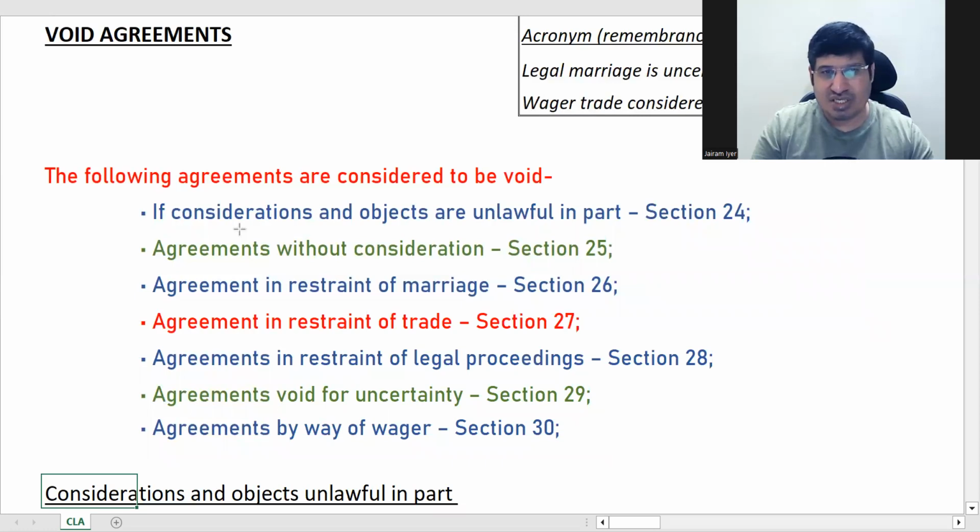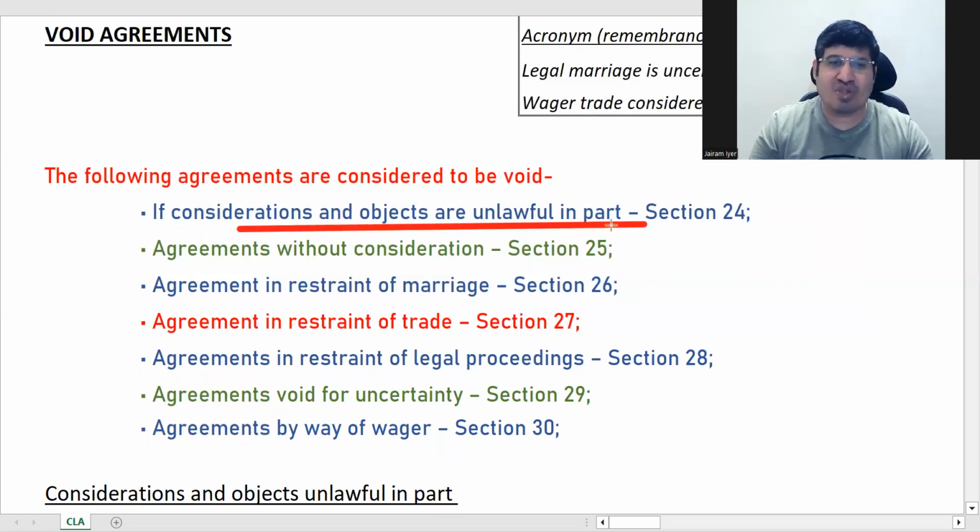One is consideration and objects are unlawful in part. If any part of the objects and consideration is unlawful, then the agreement will be void. We are going to examine these in detail, each one. Then, agreements without consideration. So no consideration, no contract. It's a very famous phrase.